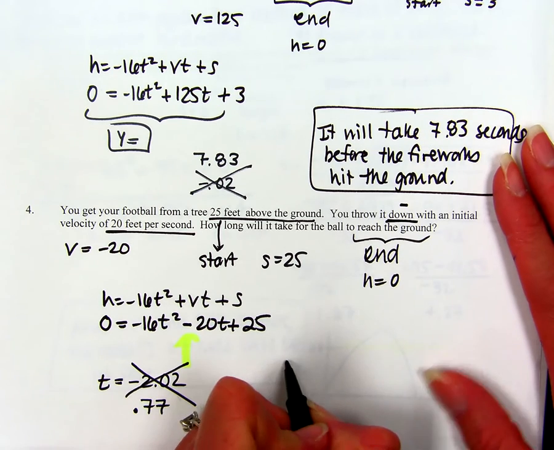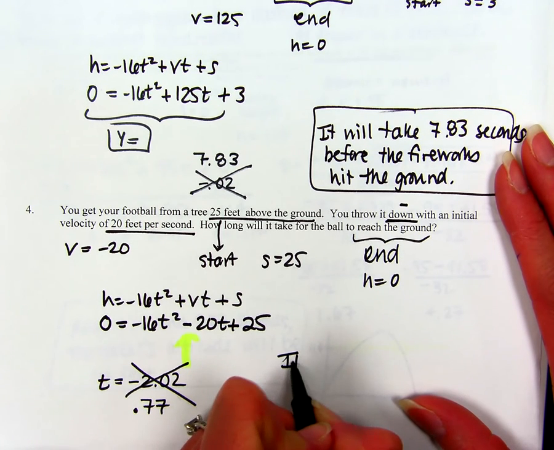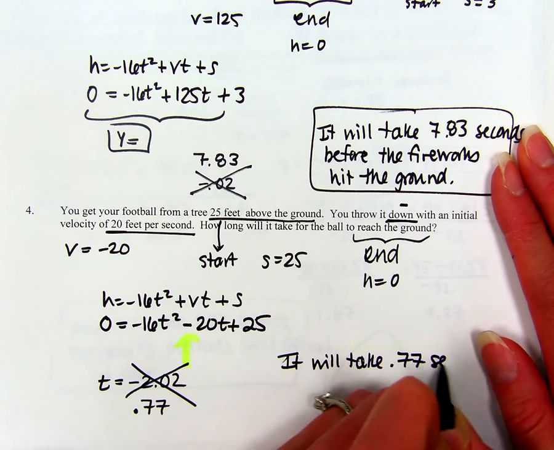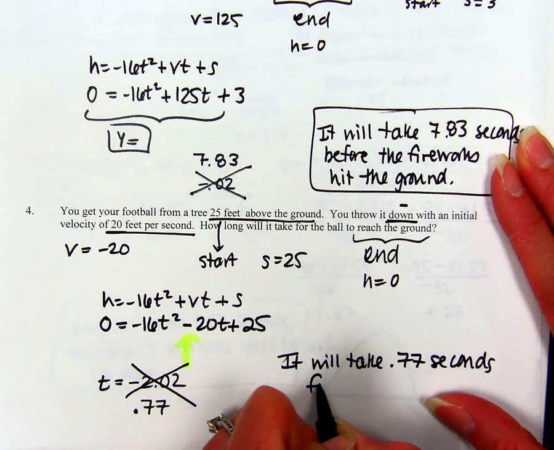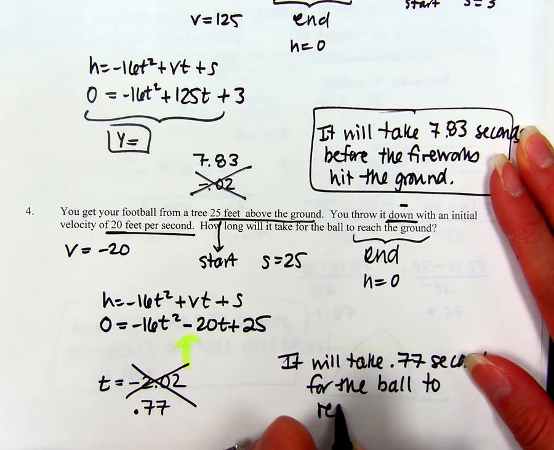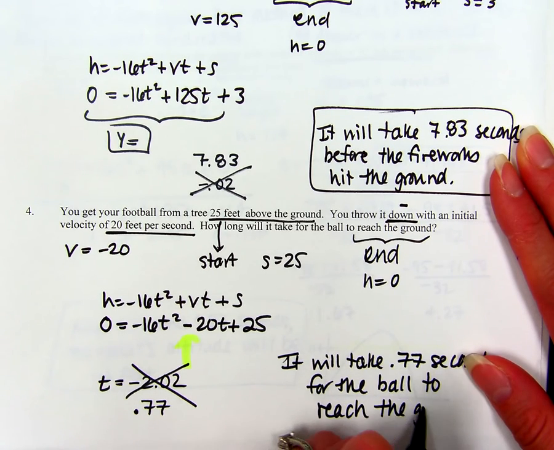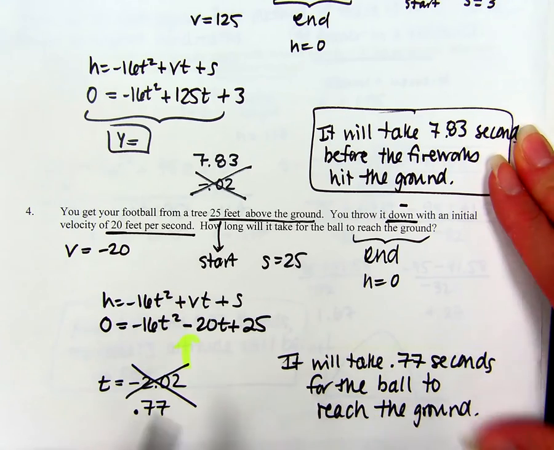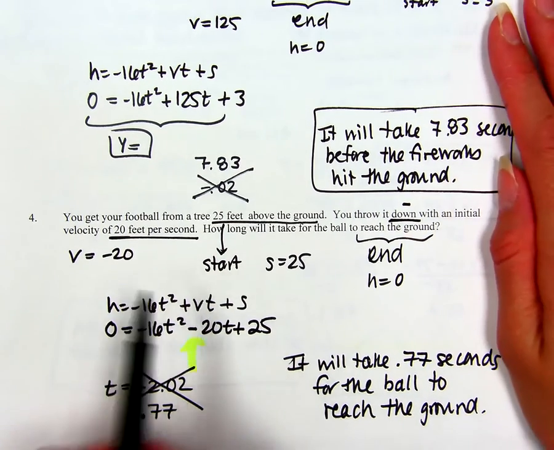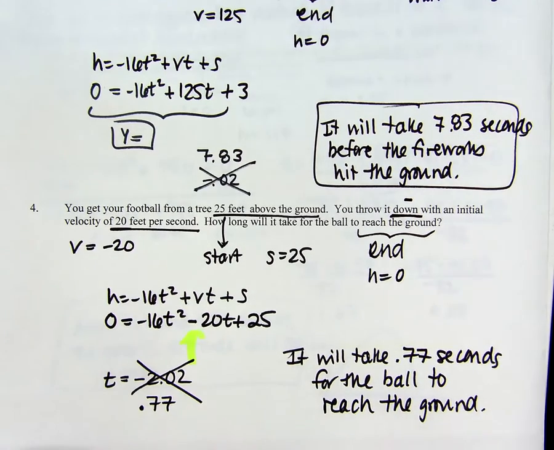Okay, so how long will it take for the ball to reach the ground? It will take 0.77 seconds for the ball to reach the ground. All right, if you think about it, you're just getting the football out of the tree and you're throwing it down, so it shouldn't take very long for it to hit the ground.